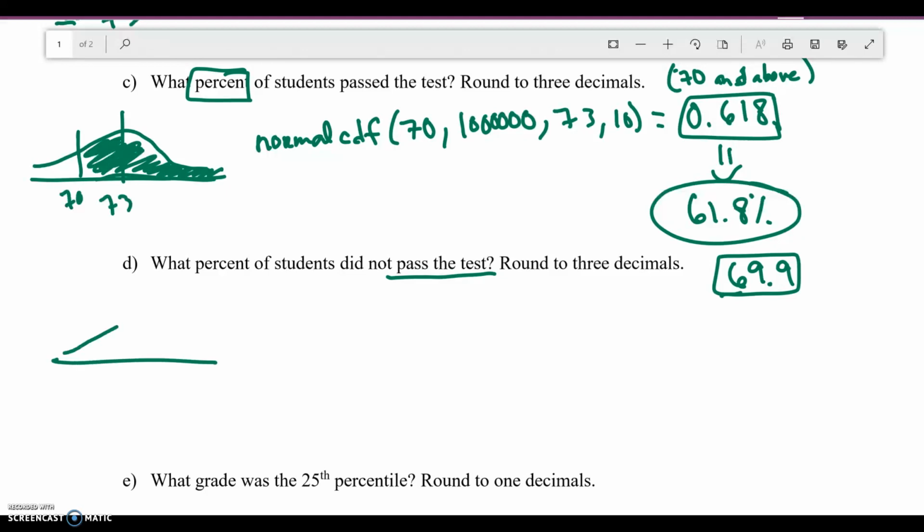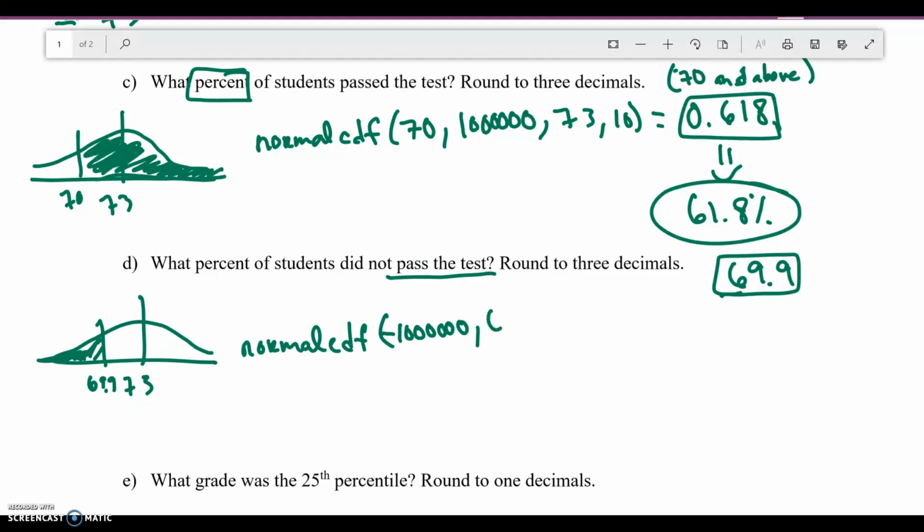Okay, so what percent of students did not pass the test? So we know that the mean is still 73. The people who did not pass the test would be people who scored a 69.9 and below. So everything below it, that's the people that did not pass. Okay, so this is going to be normal CDF. We're going to start from the very, very low, so negative 1 million, or a really, really big negative number, all the way to 69.9. Mean is 73, standard deviation is 10. So what are we going to get?